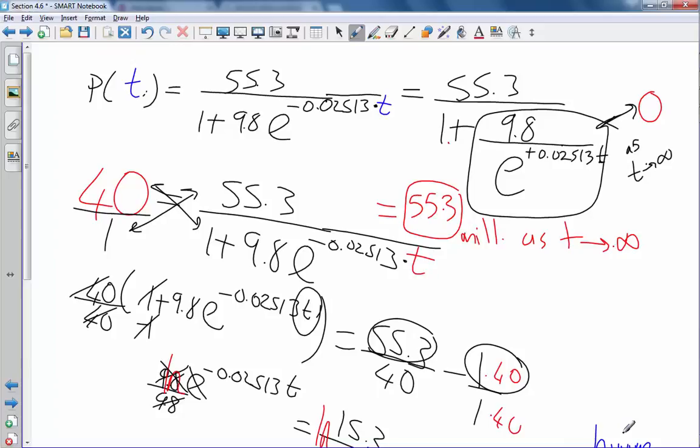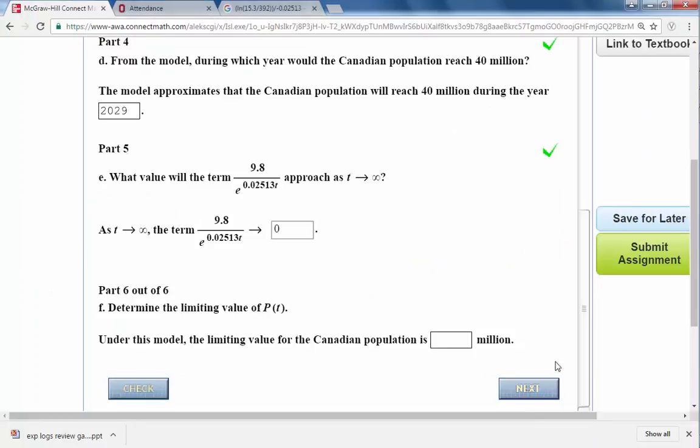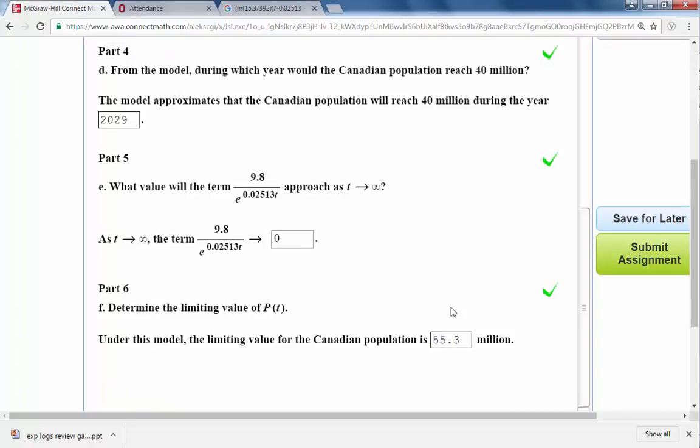Can it pass? Yeah, of course it can pass. This is just with this model. You don't expect to pass 55.3. All right. And the picture also verifies that, right? It's going parallel to the 55 level.